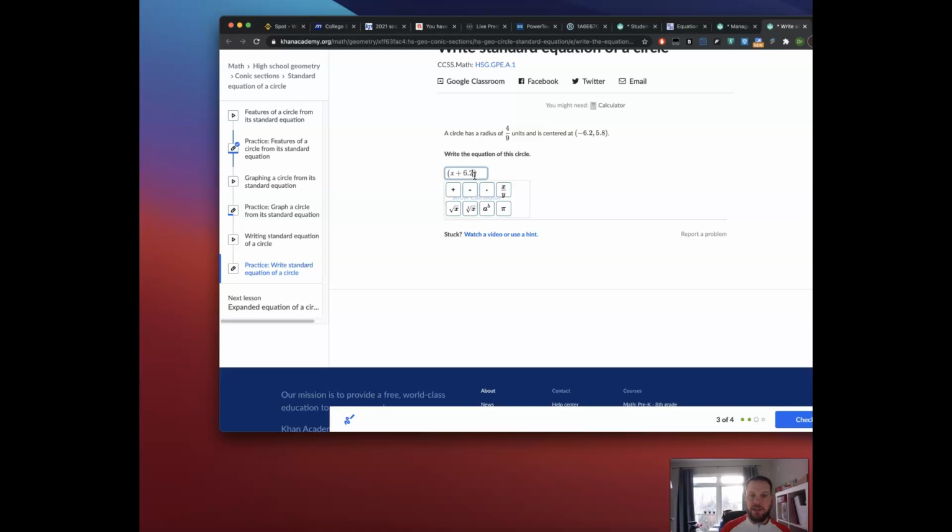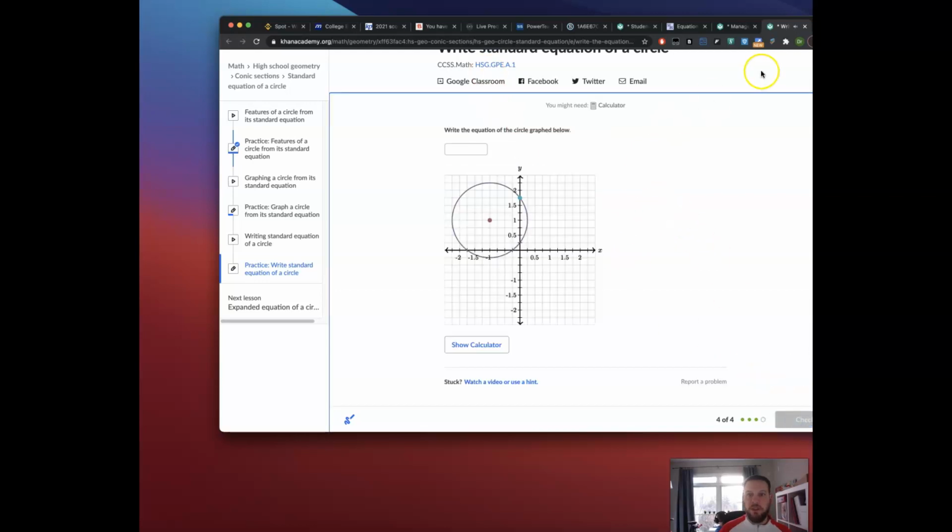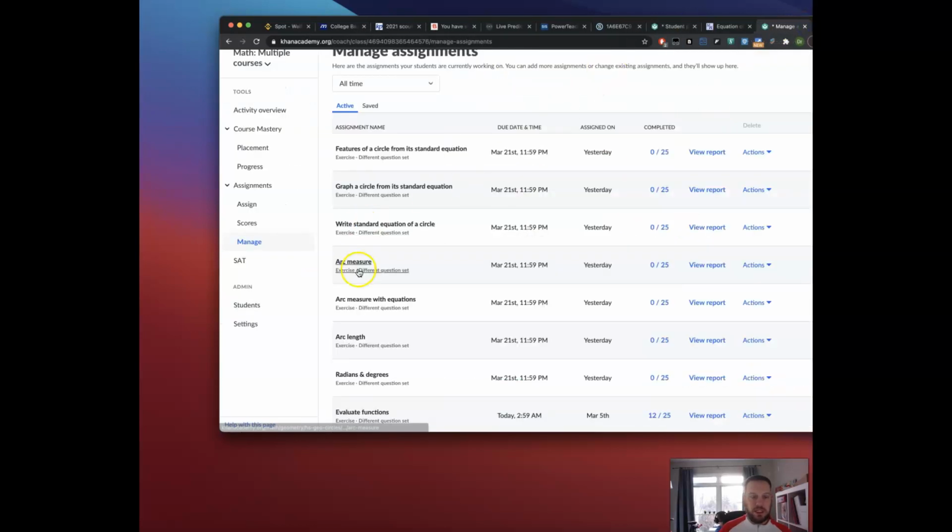Do one more here, x plus 6.2 squared plus y minus 5.8 squared. And again, I'm just taking the opposite of the values they gave me, and then I'm going to take 4/9 and square it. It should be 16/81. I'm just squaring the top and squaring the bottom. So that's those three. I'll be back later with another one for the rest.